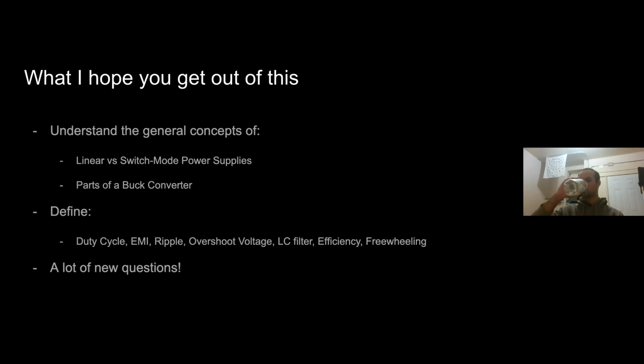So this is what I hope you get out of this. This is a lot of words, but hopefully by the end of it, some of these will be demystified. So I want to go over the general concepts of a linear versus switch mode power supply and the general parts of a buck converter. And I want you to be able to define some of these words at the bottom here, like duty cycle, EMI, ripple, voltage overshoot, filtering, efficiency, freewheeling. And by the end of this presentation, I hope you have a lot of new questions, which I or any other of the E-leads will be happy to answer.